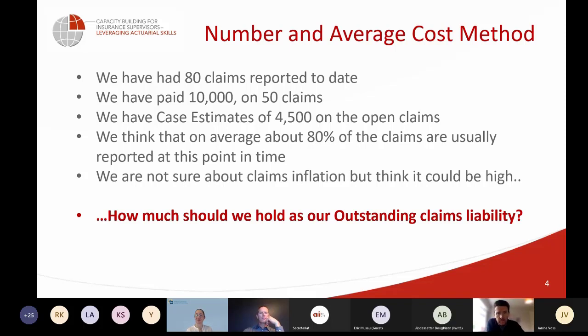So the next example is a little bit more sophisticated, still fairly rudimentary, but it will hopefully illustrate some of the key concepts. This is what we call the number and average cost method in general insurance. We're trying to estimate the ultimate number of claims and the cost attached to those.